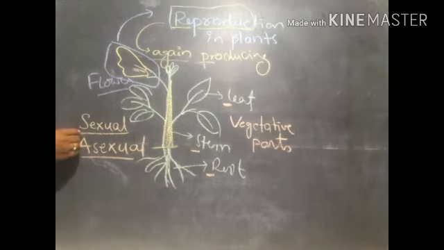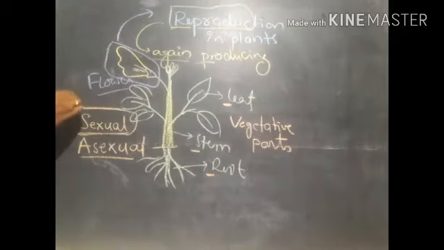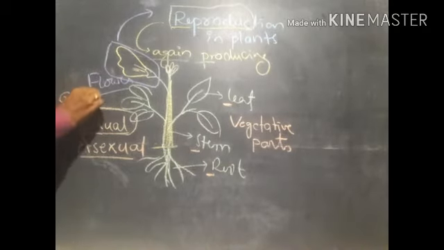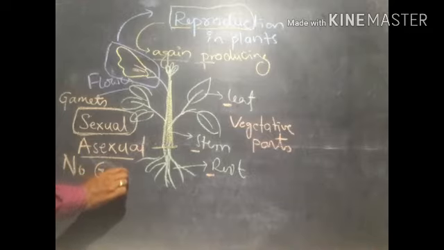In sexual reproduction, there is involvement of gametes. Whereas in asexual reproduction, there is no involvement of gametes.